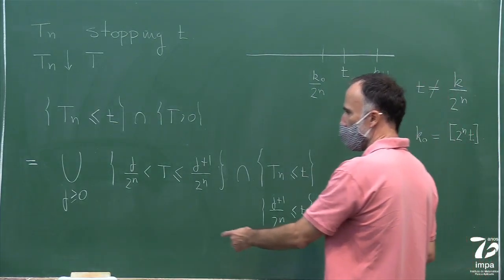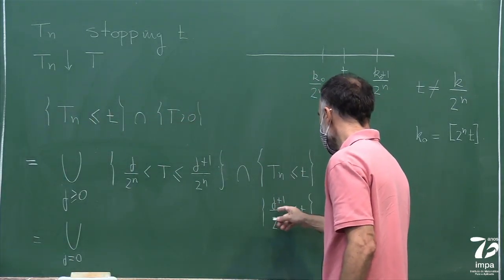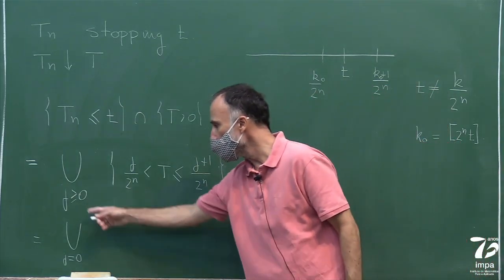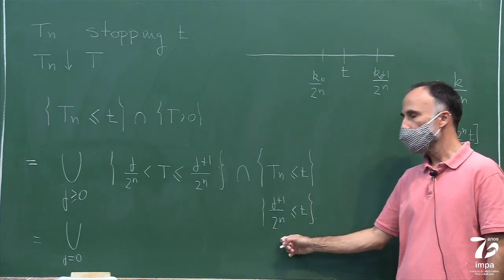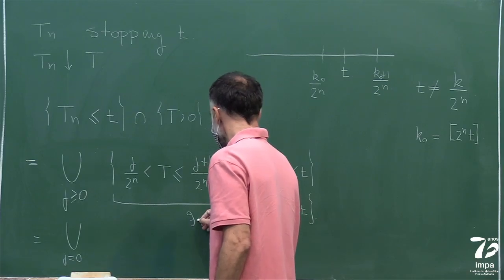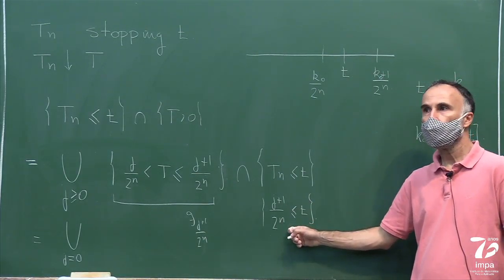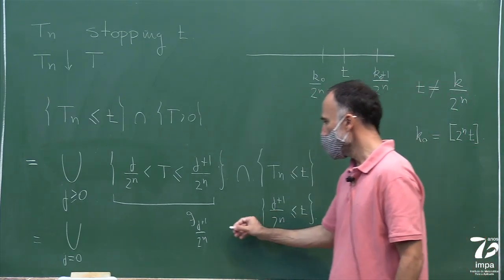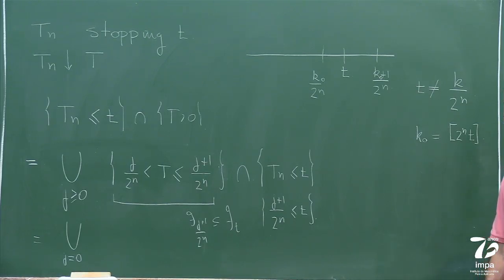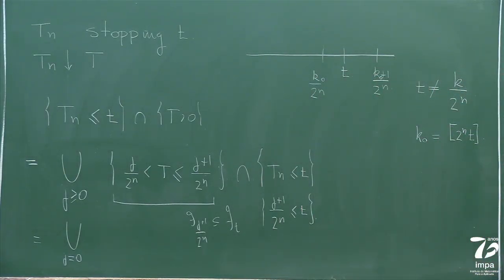So this is saying that I'm actually doing this union for j between 0 and I want (j+1)/2^n less or equal than t. This union is performed only over all j's for which (j+1)/2^n is less or equal than t. And this set here belongs to F_{(j+1)/2^n}. And since I'm doing this union over these j's, this means that (j+1)/2^n is smaller than t, and therefore this set is contained in F_t. And therefore this set belongs to F_t. So this shows that indeed T_n is a stopping time for all n.